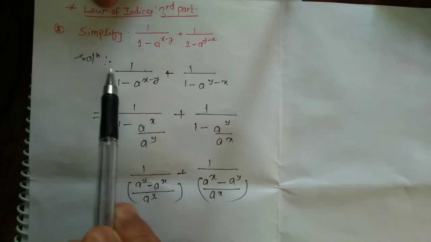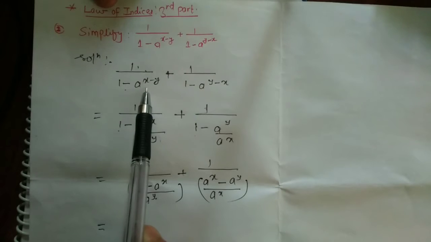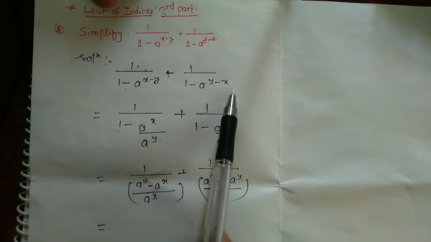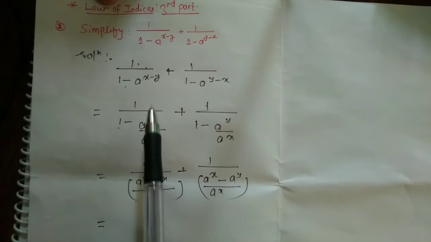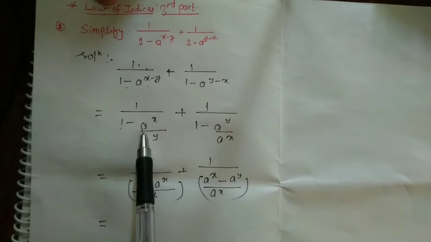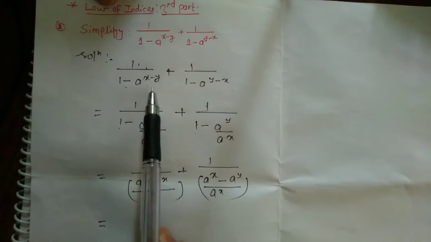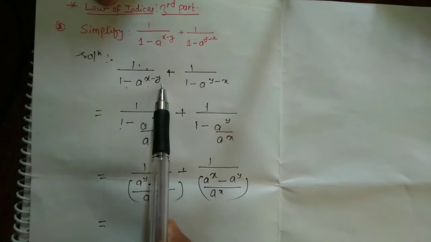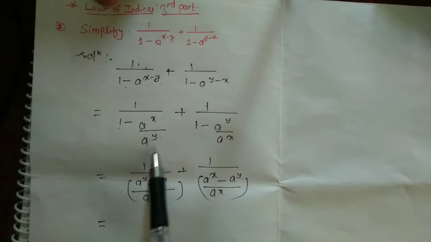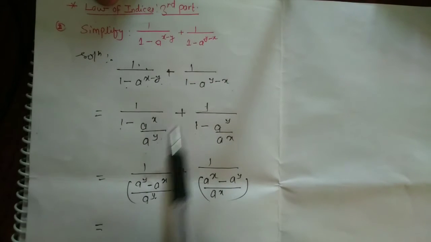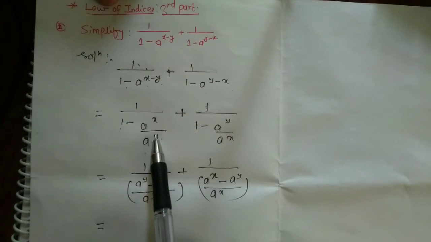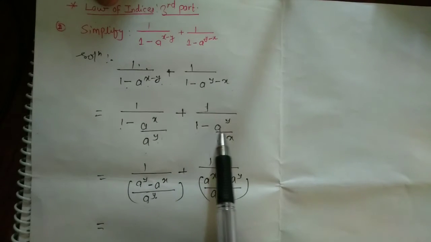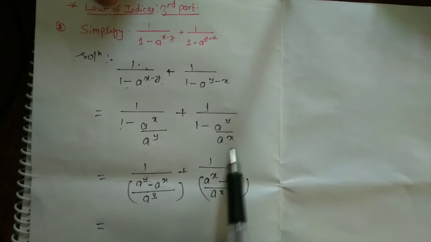Here we have the question 1 upon 1 minus a to the power x minus y plus 1 upon 1 minus a to the power y minus x, which can be written as 1 upon 1 minus a to the power x minus y. Here minus y is given. In case of a minus sign we can divide like this, right? So 1 upon 1 minus a to the power x divided by a to the power y, plus, same here, 1 upon 1 minus a to the power y divided by a to the power x.